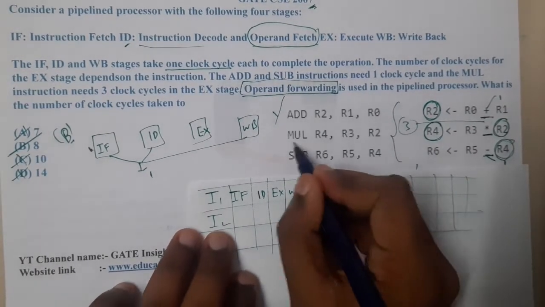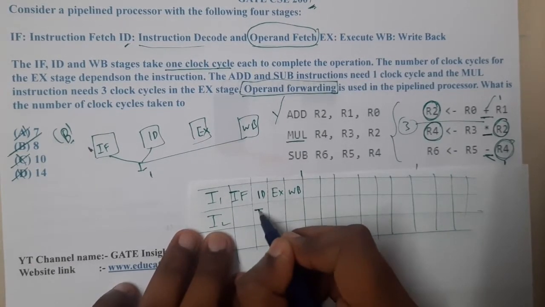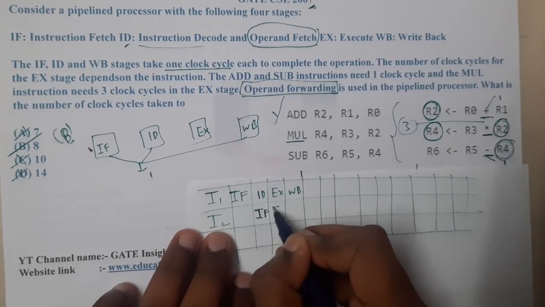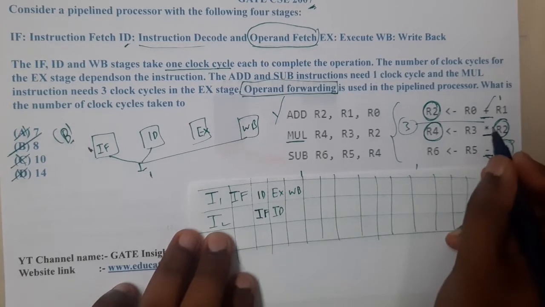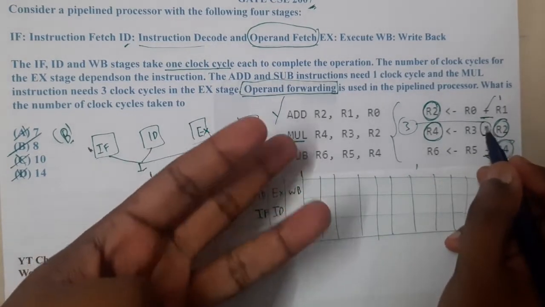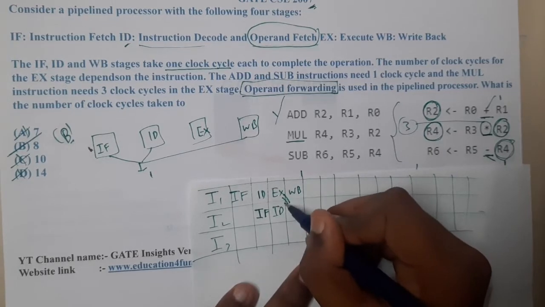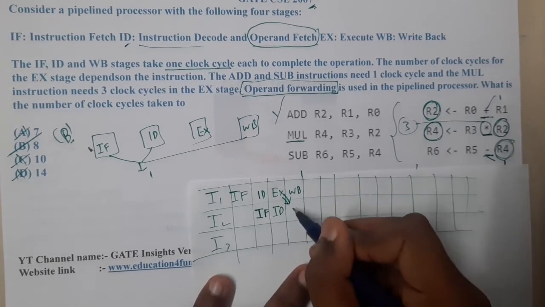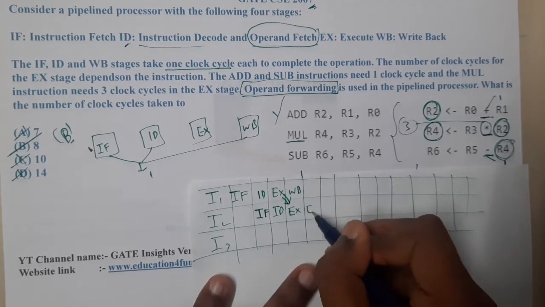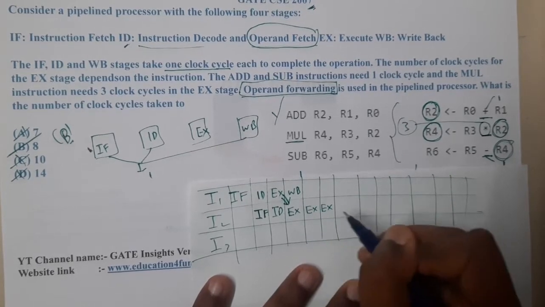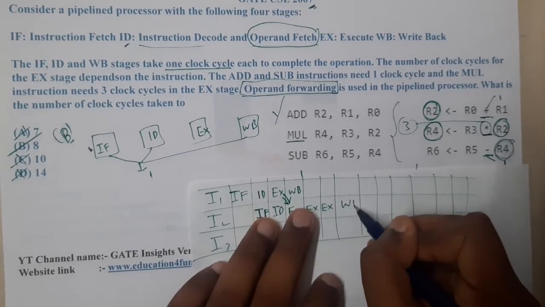When it comes to the second instruction, I can do instruction fetch here and instruction decode here. And if you recall, this is going to take three clock cycles of execution, right? Yes. So I can do operand forwarding from here to here, right? Yes. And I can directly execute here and I will be executing 3 times here, right? Yes. Then I will do the write back. So it is done till here.